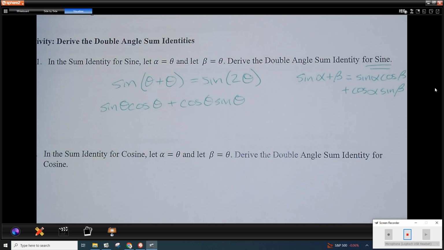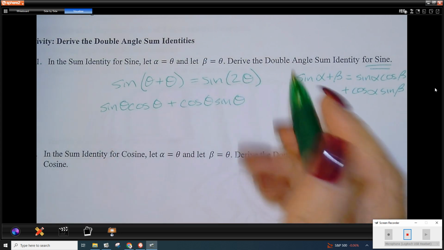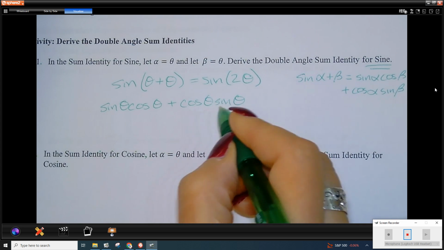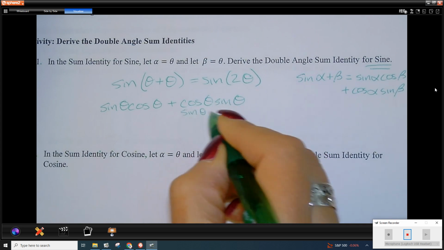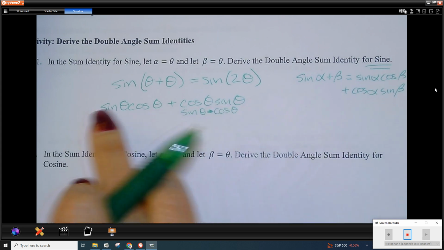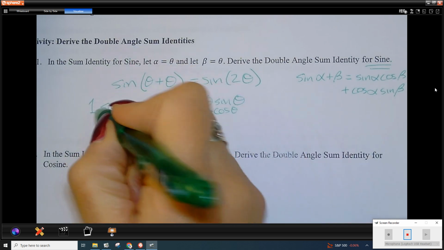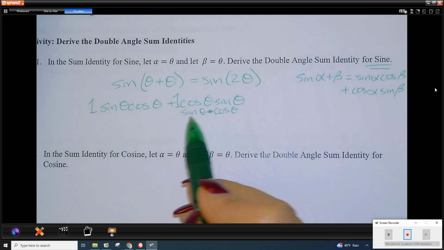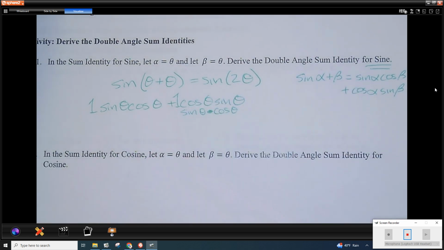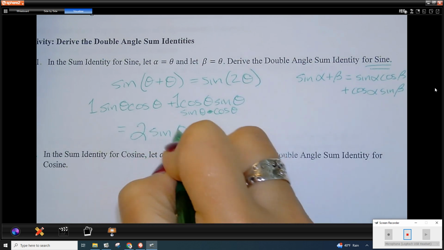So we have the same thing twice. This is multiplication, so it is just switched around, but we could have written it like this. It's the same thing on both of them. So we have one of them plus one of them. Same thing, sine, cosine, sine and cosine multiplied, which equals two of them: sine theta, cosine theta.